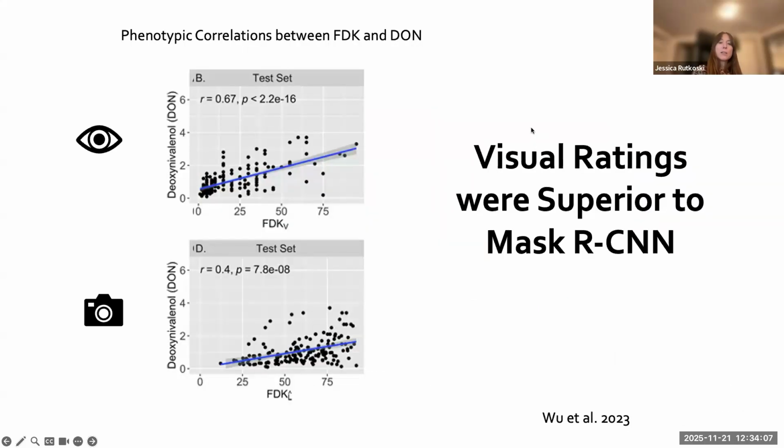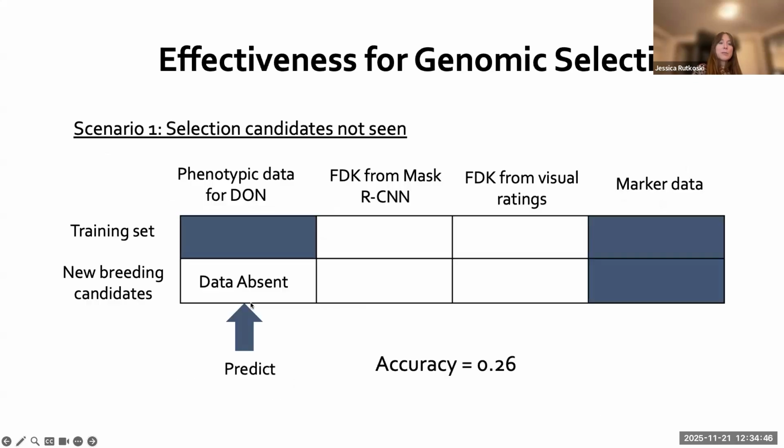And interestingly, we still found that visual ratings were superior to what we could achieve with that AI algorithm, Mask R-CNN. So here we're trying to predict deoxynivalenol using our Fusarium damaged kernel ratings. The top here is showing the correlation between the visual ratings from human beings and the Fusarium damaged kernel scores from our algorithm. So we didn't get as good a result with the Mask R-CNN compared to human beings. But nevertheless, we thought, well, maybe this has some promise for breeding still.